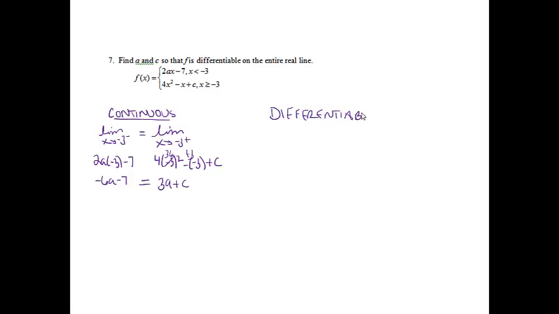Something being differentiable just means you can take the derivative, and it doesn't matter which side you take the derivative from, you will get the same answer. So this is saying that the derivative if I plug in negative 3 from the left side has to equal the derivative when I plug in negative 3 from the right side. We're going to find both derivatives. The derivative from the left side, the derivative of 2ax minus 7, would just be 2a. And then the derivative from the right side is going to be 8x minus 1.